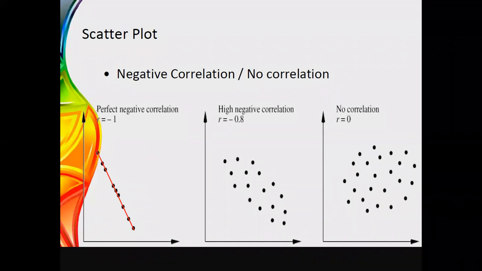Therefore, there is a perfect relationship, but it is negative. And here you can see that the majority of the points are scattered much closer to this line. Therefore, you can see that there is a high negative correlation. But here you can see that you cannot fit much of a line.